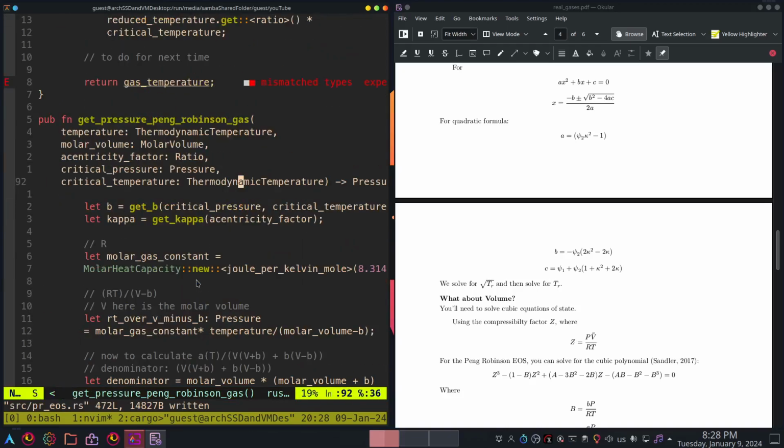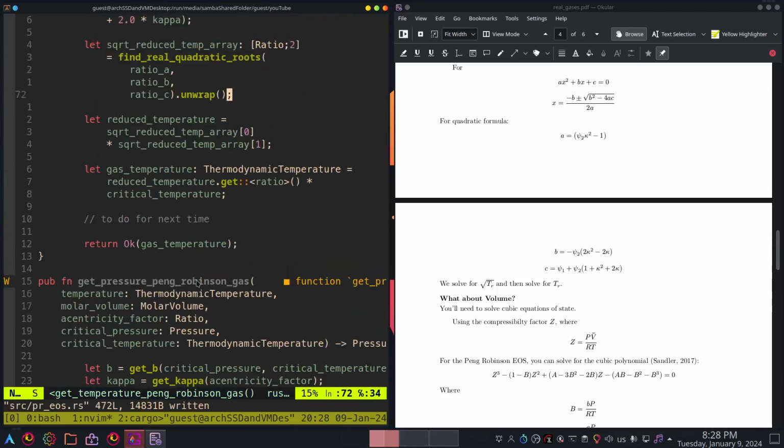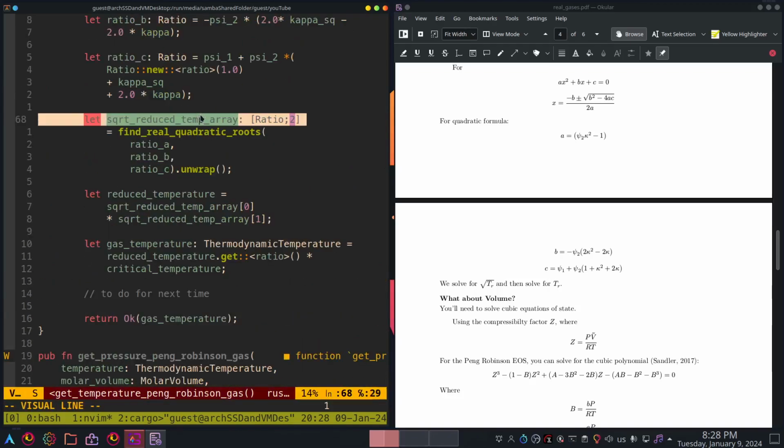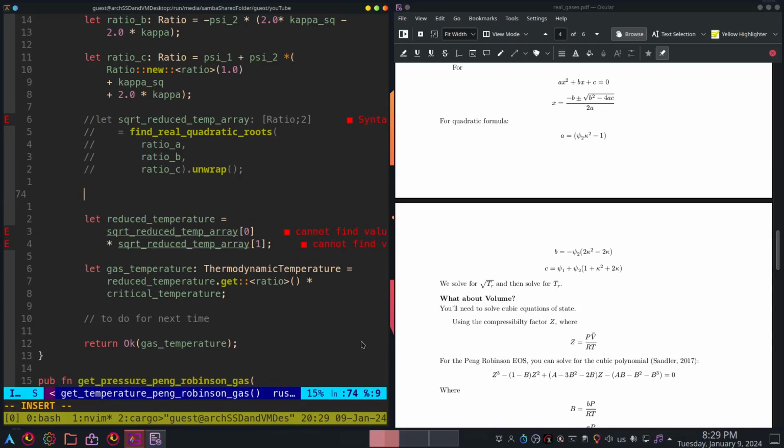At the bottom, I'm going to wrap this gas temperature in the OK enum. And for the square root reduced temperature array, there's a way you can do this. First, I'll show you the slow way, then I'll show you the much faster way. This unwrap is the not so good way, so I'm going to do away with this by commenting it out. However, of course, I will keep the code there just for reference.